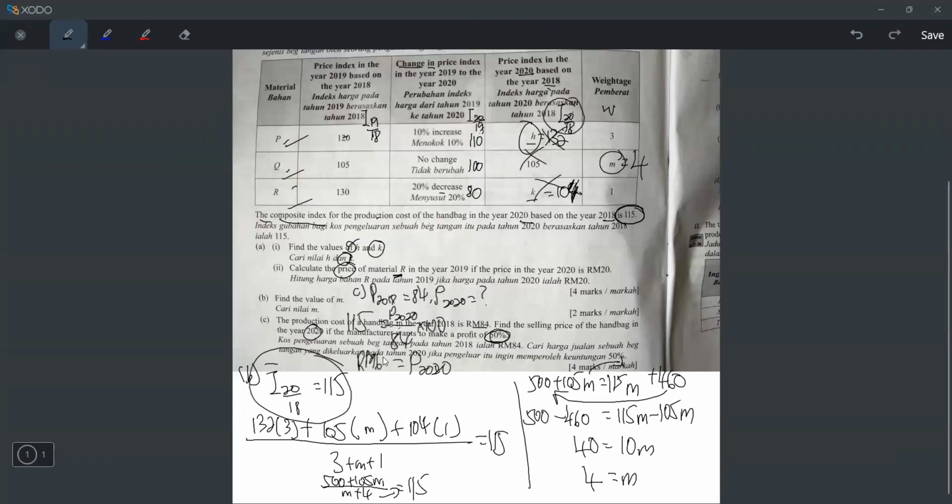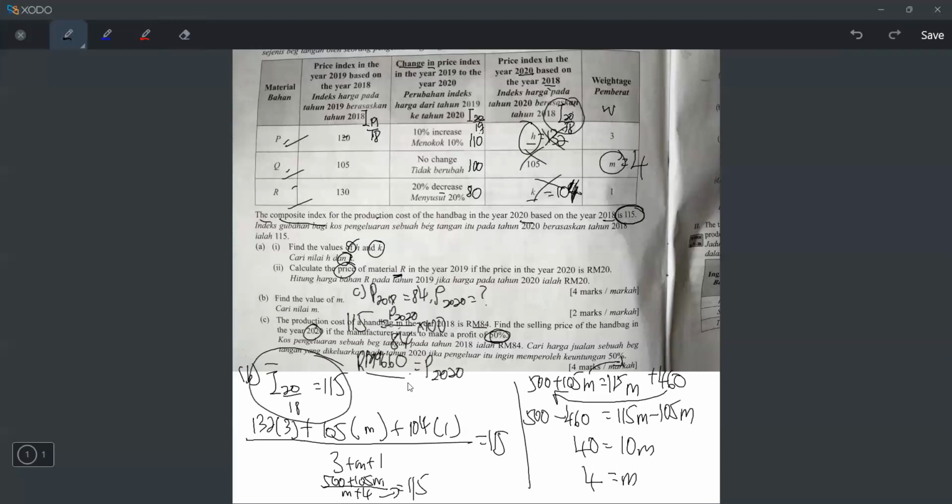Yes, but the question didn't ask that. They twist a bit. They said find the selling price if the manufacturer wants to make a profit of 50%. So the selling price should be 96 ringgit 60 cents. But if I want to make a profit, means I have to sell more than this price. Agree? Means what I have to do is take the 96.6, times 50%, and then the answer have to tambah balik, plus dengan 96.6.